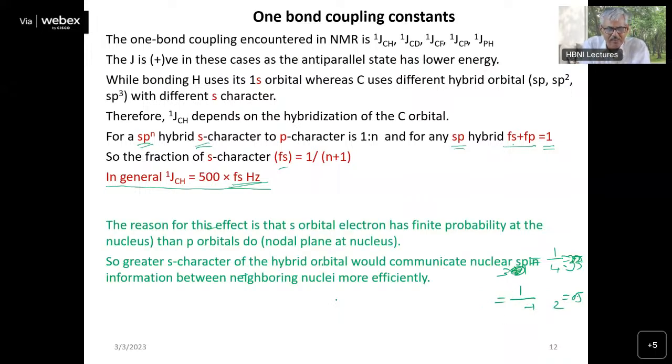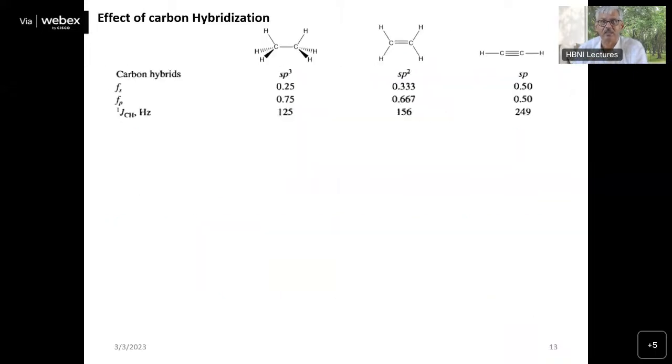So why does the s character actually increase the coupling constant? Because if you see from quantum mechanics, you have seen that an s orbital electron has a finite probability at the nucleus, unlike a p orbital. Okay, because a p orbital has a nodal plane at the nucleus, whereas an s orbital has a finite probability. So if you have a greater s character in the hybrid orbital, that will communicate nuclear spin information between neighboring nuclei more efficiently. That's why if the s character increases, the coupling constant also increases.